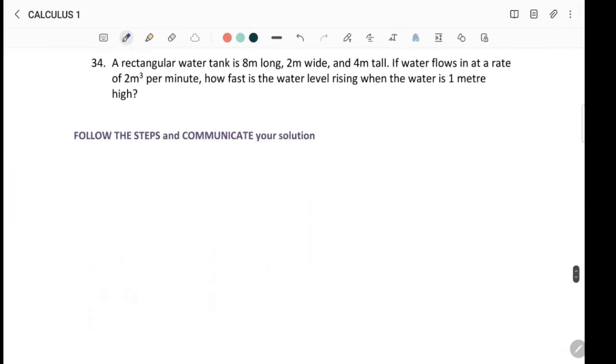Okay, question number 34. A rectangular water tank is 8 meter long, 2 meter wide, 4 meter tall. If the water flows in at the rate of 2 meter cube per minute, how fast is the water level rising when the water is 1 meter high? Okay, understood. So guys, we have a question.